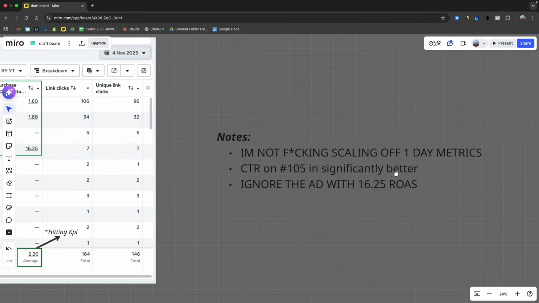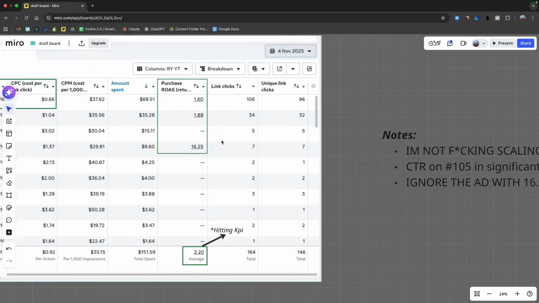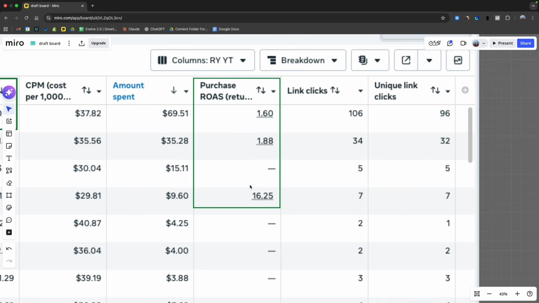And the reason for this is, here are some additional notes that I wrote. Obviously I'm not scaling off one-day metrics. CTR on 105 is significantly better. And another important thing to realize is to ignore this ad with 16.25 ROAS. It's only spent $9. It probably got a lucky sale or two. I don't even put any attention to all this.